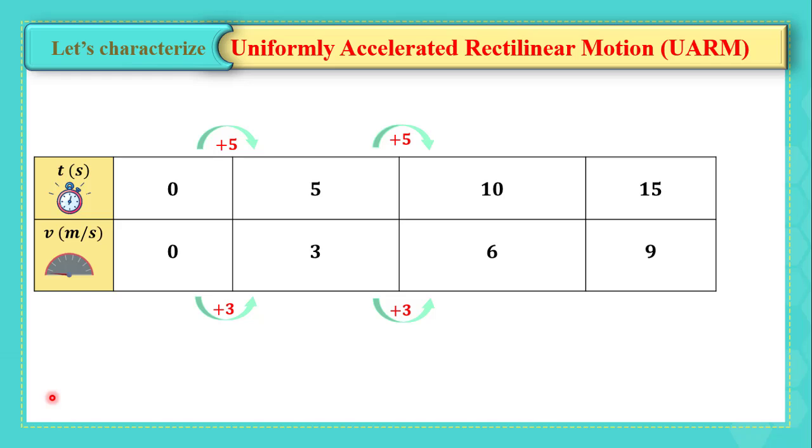does not mean that the speed is constant. It means that the increase in speed is constant. And of course, it is uniformly accelerated rectilinear motion since the trajectory is a straight line.